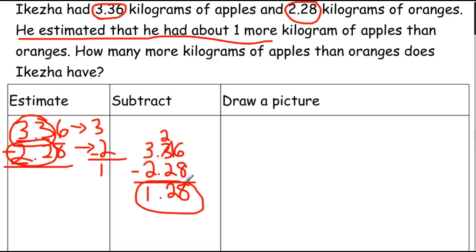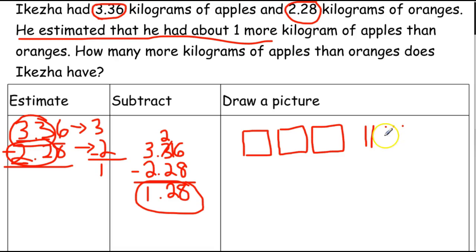Now, a good way to check your answer is to draw a quick picture. This is very important to remember because I know a lot of you guys have been struggling to remember this. When you are drawing a picture to show subtraction, you only draw the larger number, because your smaller number is the number that's getting taken away. So for example, I'm drawing 3 and 36 hundredths right now. If I were to draw my 2 and 28 hundredths as well, that would mess me up because I am going to be taking away, not adding it.